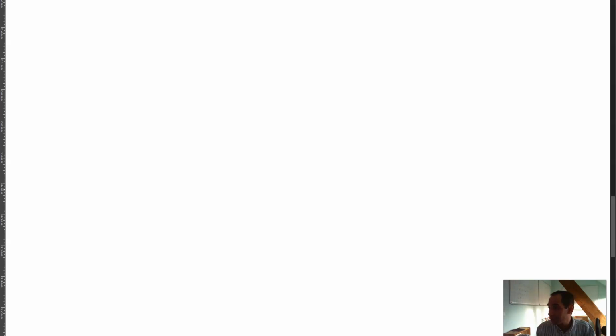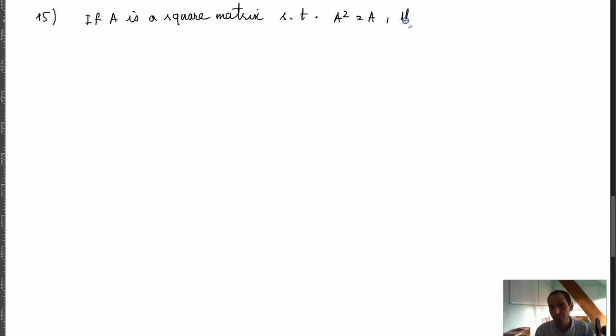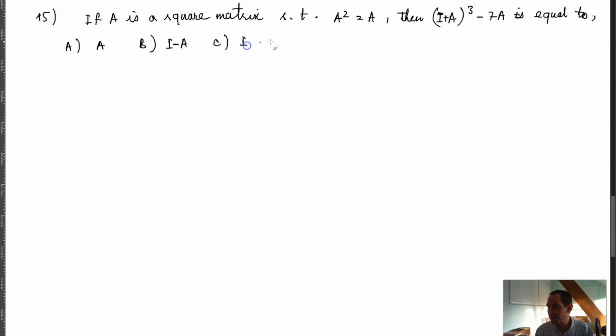Now, the last question here is question number 15, and that is, if A is a square matrix such that A squared is equal to A, this is an interesting question actually, then (I plus A) whole cube minus 7A is equal to: choice A is A, choice B is I minus A, choice C is I, and choice D is 3A.